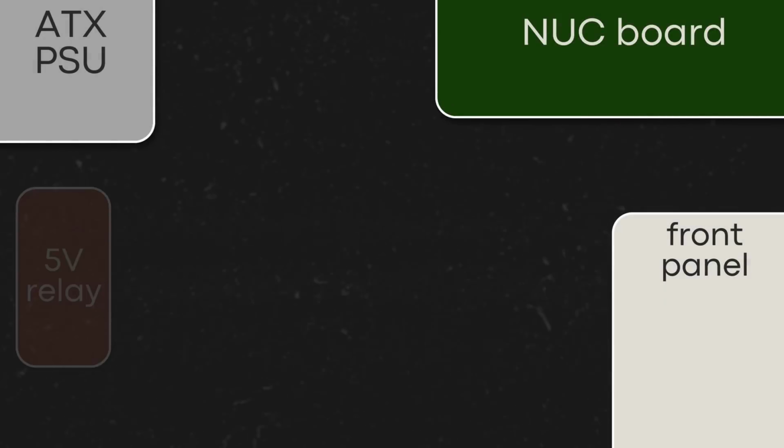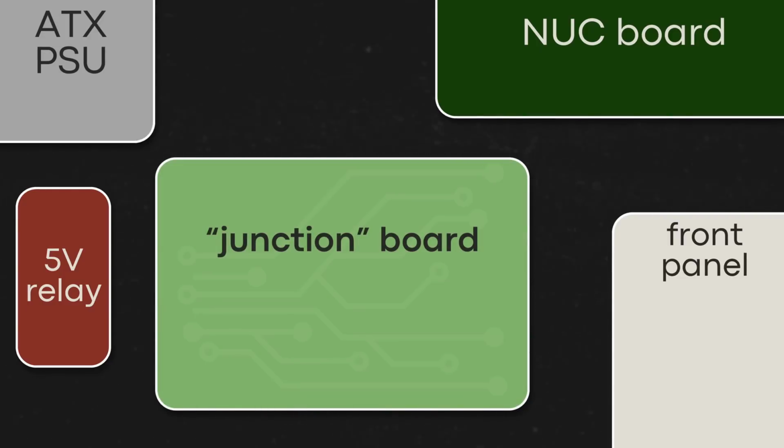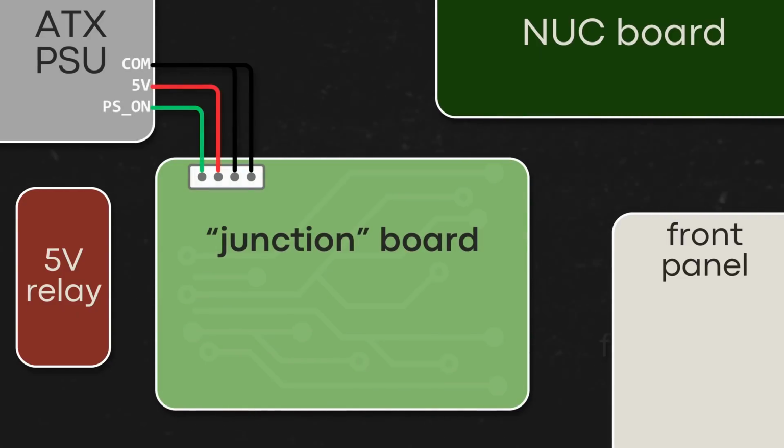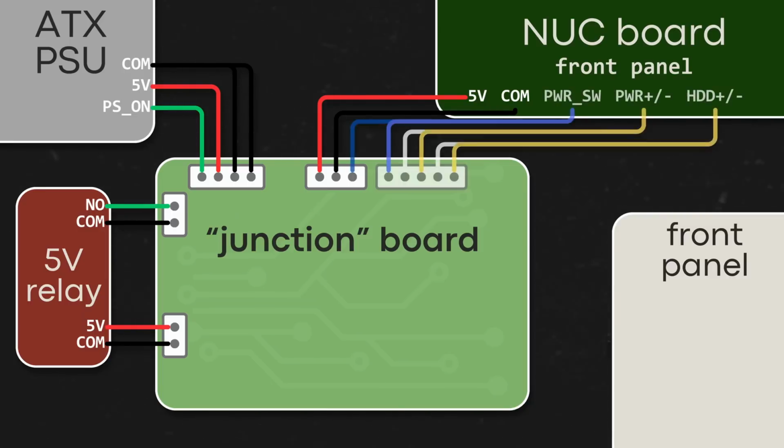With all of the cables coming from the NUC, power supply, front panel, and relay, I decided it might make things a bit easier and more organized if I had essentially just a little junction board that everything could connect to. My plan was to have a connector going to the ATX power supply for the power supply on signal, ground, and also 5 volts. The power supply on and ground would be connected to the relay, which would get closed via 5 volts from the NUC. That 5 volts would come from the NUC's front panel header, along with ground, and connections for the hard drive LED, power button, and power button LED.